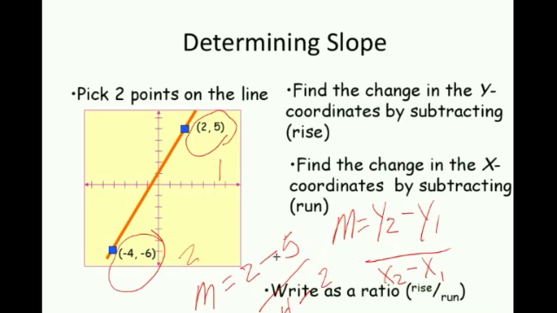And when we calculate that, 2 minus 5 is a negative 3. Negative 4 minus 2 is a negative 6. A negative divided by a negative is a positive. And if you notice, this line is actually a positive line. And it can be reduced to negative 3 over negative 6, which can be reduced to positive 1 over 2. And that's my m.